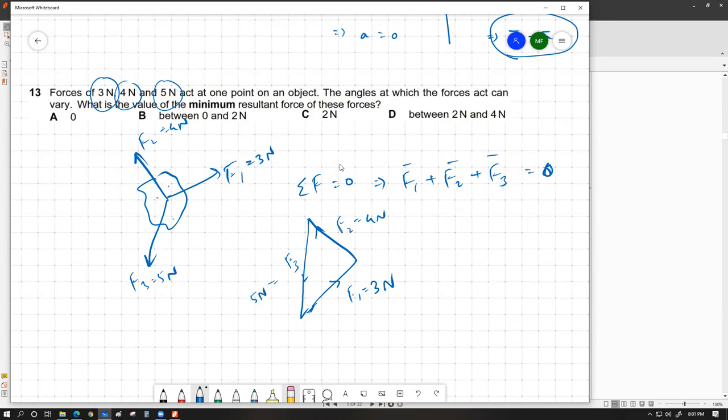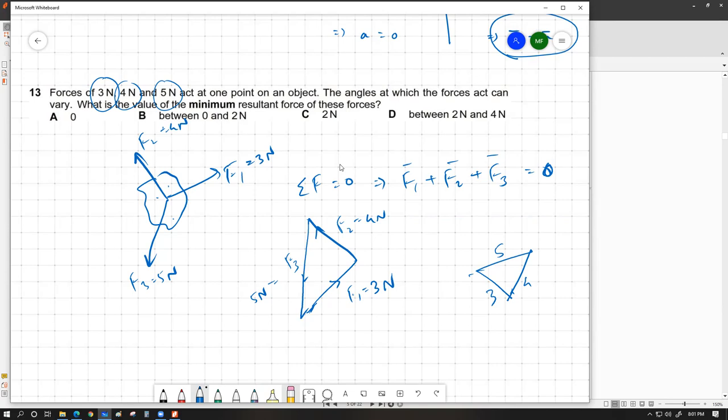If that is the case, whenever you draw a closed triangle with these three forces, you're going to come up with a triangle which could be in any orientation. The angle can vary. You can have any orientation for all I care. But the ratio of these three sides is going to be 3:4:5. Is it possible to produce a triangle with these three lengths?